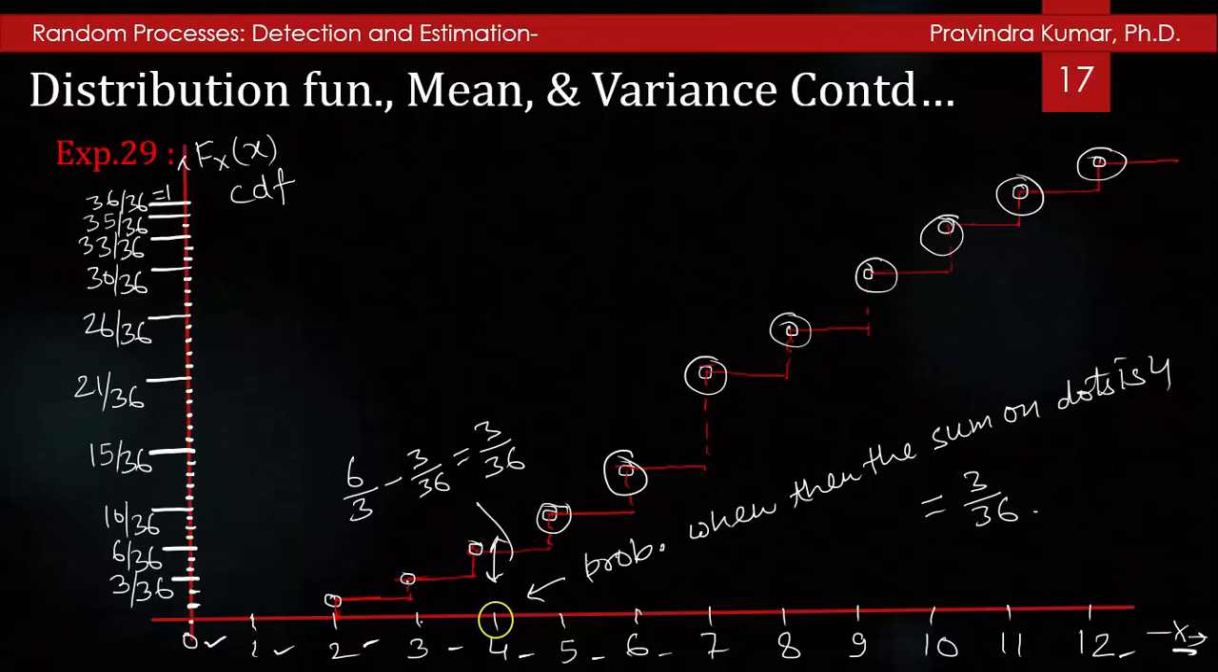And here you can see the probability when the sum on the dice is 4. The probability indicates the jump. So the probability of getting the sum on the dice as 4 is 3 by 36, this jump. If this was 3 by 36 and it is now 6 by 36, so the jump is 3 by 36.